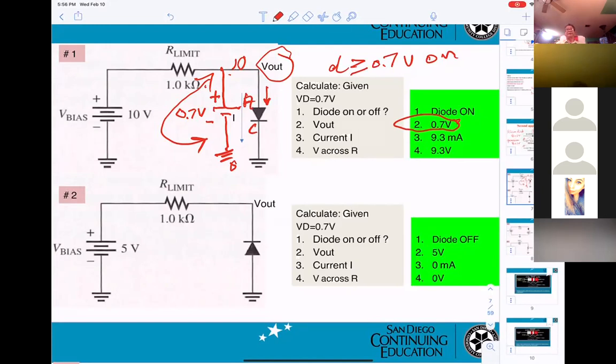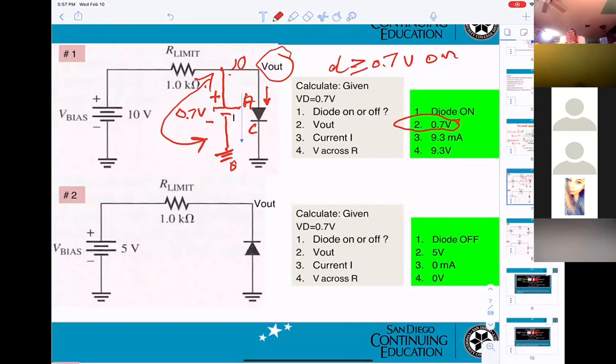Okay, now if you see the next one, you can see the difference. However, what I'm saying is the current must be flowing from A to C. Any voltage VD greater than or equal to 0.7 volt, then the diode looks like a wire and allows the current to flow. Otherwise, if less than 0.7 volt for a silicon diode, that means the diode is off, and it will be open.